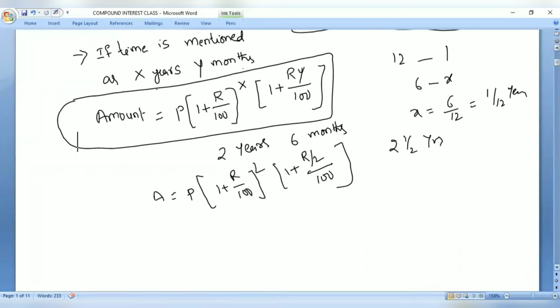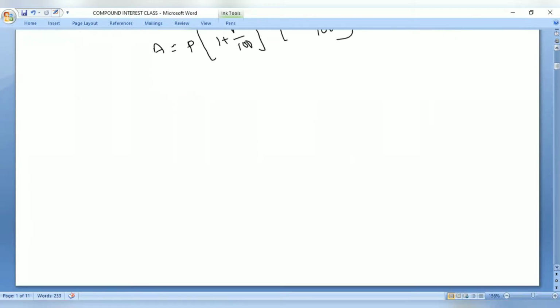So the formula that we need to remember is, whenever the time period is mentioned in X years, Y months, the formula for amount is P into (1 plus R by 100) whole power X, into (1 plus R multiplied with Y divided by 100). So this is how we will calculate.